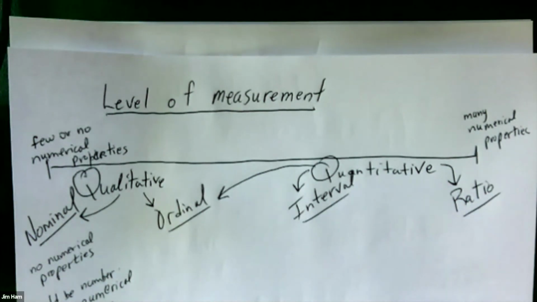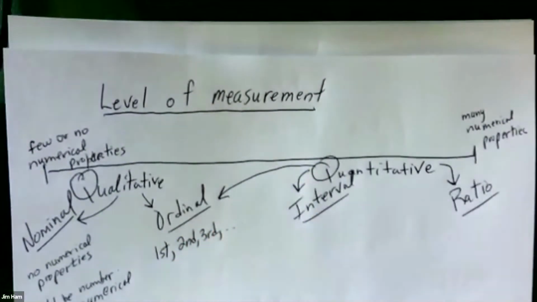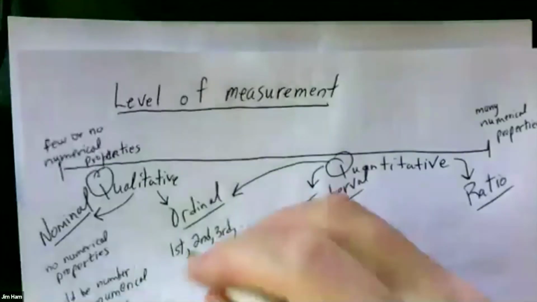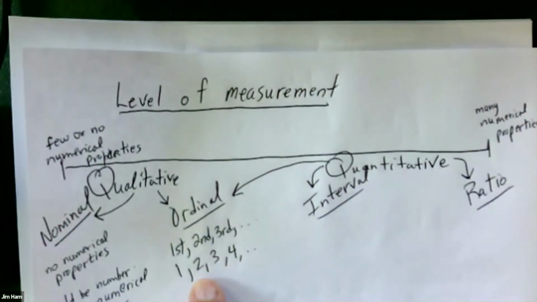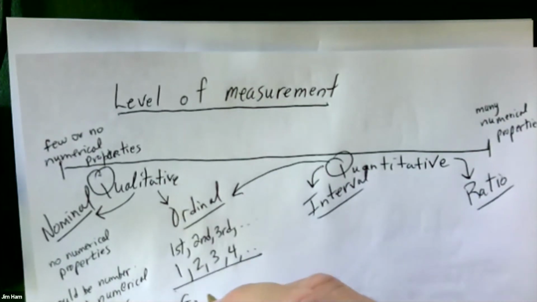So the ordinal level of measurement is probably something that you've seen a lot before. First, second, third, and so on. Those are the standard ordinal values that we use. Indicates the order, but it doesn't indicate anything else. We could just use rankings like 1, 2, 3, 4 and so on. This is an example of where the variables are quantitative because we're using numbers, but it doesn't have other significant properties of numbers that we need to move to the next level. What about these? You recognize these?